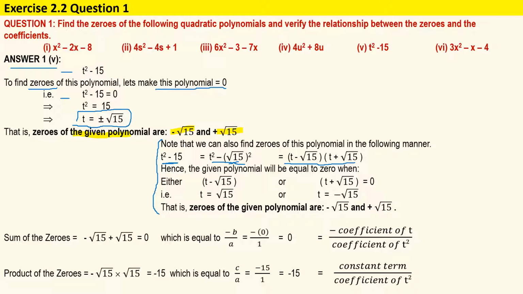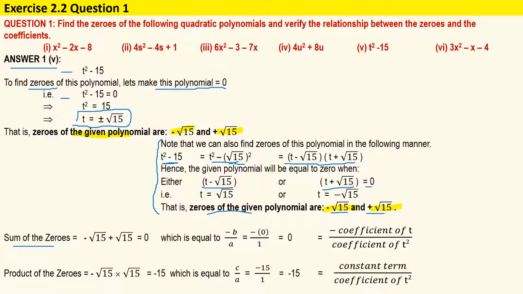So this entire given polynomial will be equal to t minus square root of 15 times t plus square root of 15. So, to get the zeros, we set t minus square root of 15 equal to 0, or t plus square root of 15 equal to 0. Then by doing this comparison, we get that the zeros of the given polynomial are minus square root of 15 and plus square root of 15. So we have found the zeros of the polynomial as minus square root of 15 or plus square root of 15. And now let's do the verification.